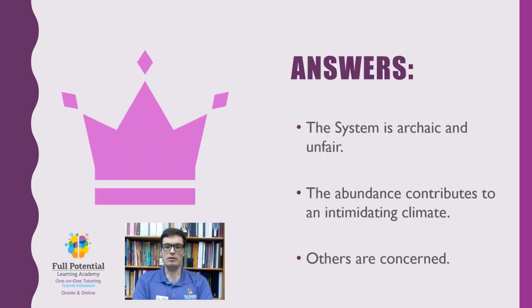Here are the trimmed down sentences from before. Our first sentence trimmed down is, the system is archaic and unfair. We simply trim it down to the sentence answer below, and we have that simplified version. Our second sentence, the abundance leads to an intimidating climate. The subject is not the companies themselves, but the amount of companies, i.e. the abundance of failing companies that leads to an intimidating climate.